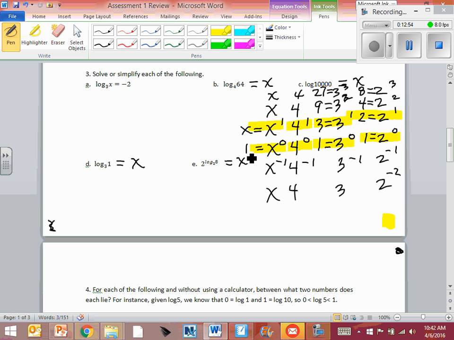Anybody happen to know what 2 to the negative 1 power is? You've seen it before. My hint is to get it, you're going to do the line above it divided by the base. The line above it divided by the base. What is 1 divided by 2 equal? Yeah, we're going to leave it as a fraction.